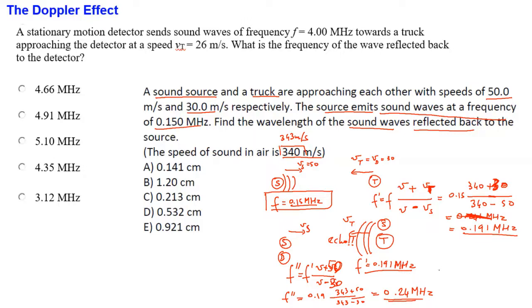Now, I want to get the wavelength. The speed of sound is just lambda f, but I want the wavelength reflected back. I know the frequency reflected back, so I can know what is the wavelength reflected back. So the wavelength reflected back, lambda double prime, is just speed of sound divided by f double prime. And if you do that, you get 1.41 millimeters. Of course, you will get it in meters, and then you have to convert it to centimeters. Okay. So same problem as before. The echo. Great.